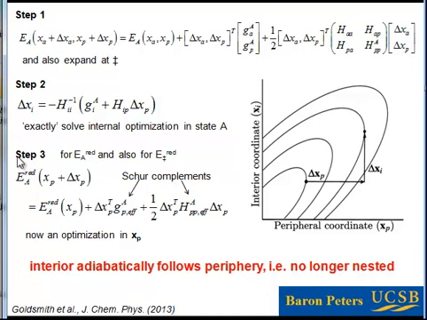Okay, now in the third step, what we're going to do is write down the reduced energy landscape using the interior as a function of the periphery change. We can eliminate entirely the interior optimizations from this problem, right? So now the advantage of doing it this way is that the interior is going to adiabatically follow the periphery. As long as I make small perturbations to the periphery, I have unnested this problem. So basically I can now think about a reduced energy landscape which only depends on where I put those periphery atoms. Okay?